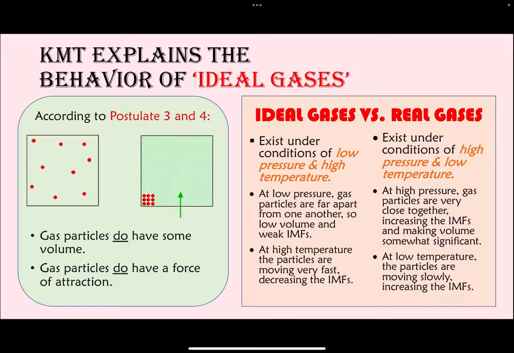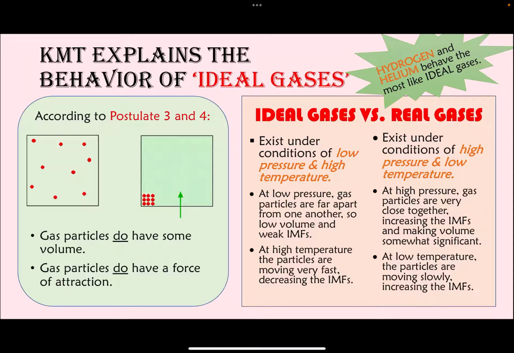So another type of question that you might get is which gases are more likely to behave as an ideal gas. Those are normally the gases that are very, very small, because for bigger gases, it's hard to not have any volume or to not have any intermolecular forces. So gases like hydrogen and helium are more likely to behave as ideal gases.